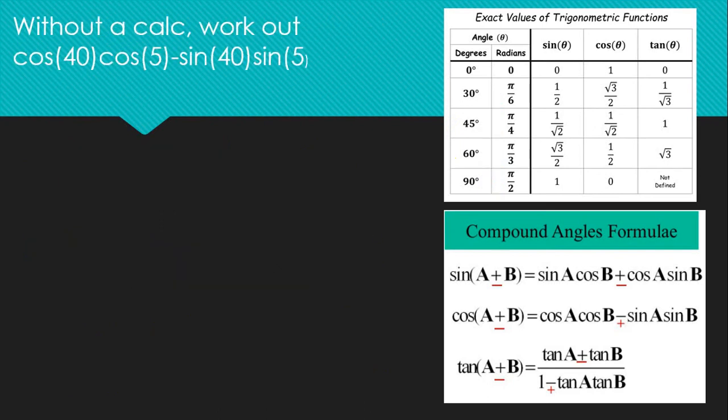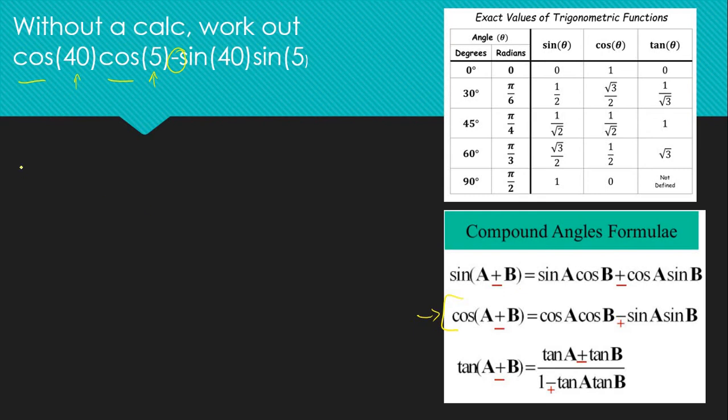Next, final question, before I move on to giving you something to do yourselves. We don't know cos 40 and we don't know cos 5. Take a look at the structure though. I've got cos, which means I could only be talking about this row here. I've got a minus in there, which means that I'm talking about this row here.